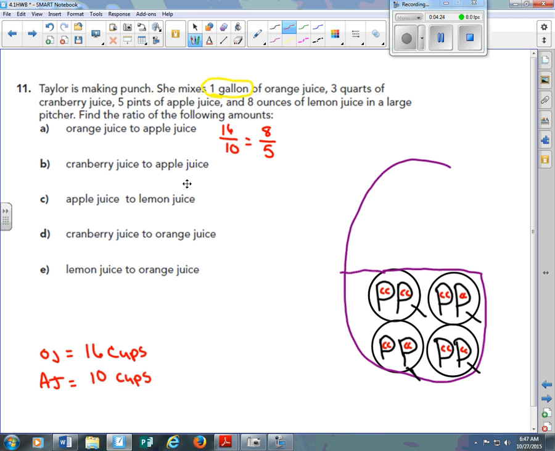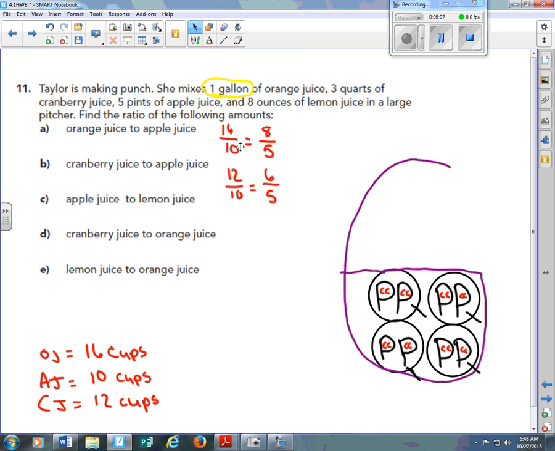Next, we'll look at cranberry juice and apple juice. I don't know how many cups there are of cranberry juice, so I'll put cranberry juice down here. We see that we have 3 quarts of cranberry juice. So we count up the cups: 2, 4, 6, 8, 10, 12. So we have 12 cups of cranberry juice. Now we set up our ratio. It says cranberry juice to apple juice, so we have 12 to the number of apple juice, which is 10. Both can be reduced by 2. 12 divided by 2 is 6, and 10 divided by 2 is 5.